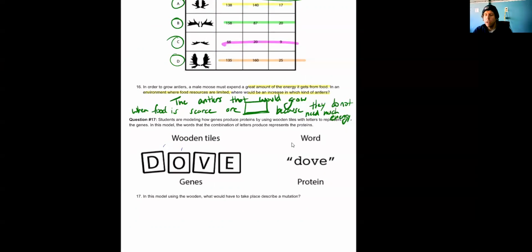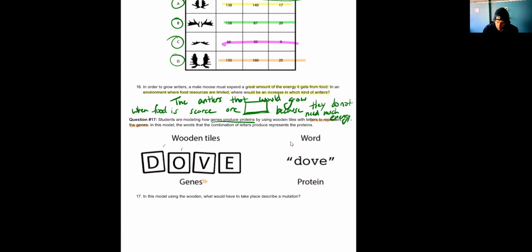Okay. So let's look at question 17 at the bottom. It says, students are modeling how genes produce proteins. So remember that we have our DNA, they produce our proteins in our body. And they're using wooden tiles with letters to represent the genes. Remember, we learned that our genes are a code. So we can use letters to kind of represent the code. In this model, the word contains a combination of letters to produce proteins.